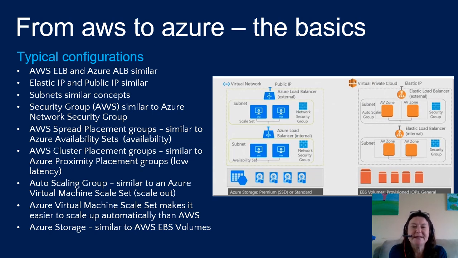On the left-hand side, you have a virtual network, and on the right-hand side, you have a virtual private cloud. They're pretty similar in concept. There are differences, but they're pretty similar in concept. What's exposed outside of that virtual private cloud or virtual network is either a public IP in Azure or an elastic IP in AWS, which is basically the IP address of your system to the world out there on the internet.